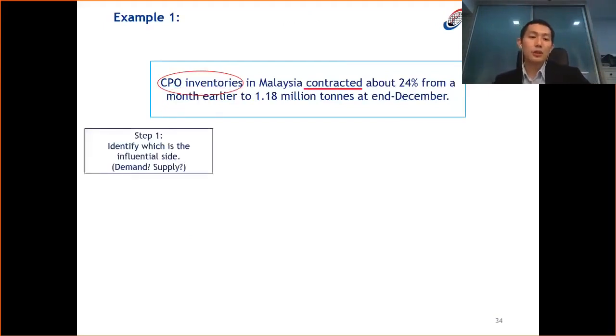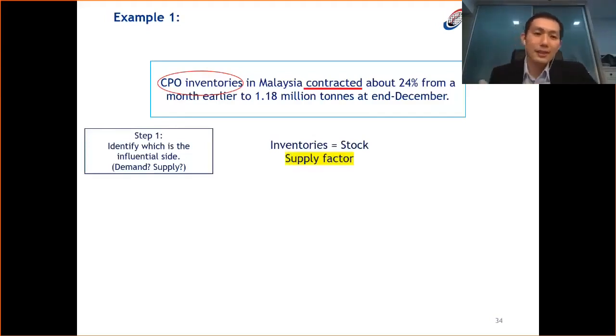Now, let's go through the 3 simple steps. We need to follow these 3 steps closely, okay? Pay attention carefully. You need to identify the influential side, whether it is demand or supply. Here we are already able to identify that it is CPO inventories, and inventories is actually stock, correct? This inventory is considered a supply factor. It is not a demand factor, but it is directly related to supply.